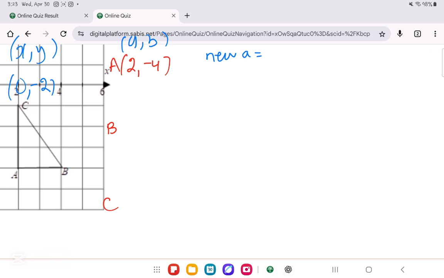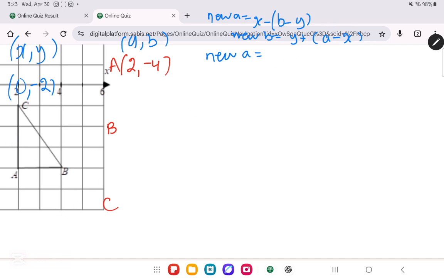So now, to find the new A, let me just write the equations on top. New A equals x minus b, b minus y, and then new b equals y plus a minus x. So keep these new equations in mind, how to find the new A and how to find the new B.